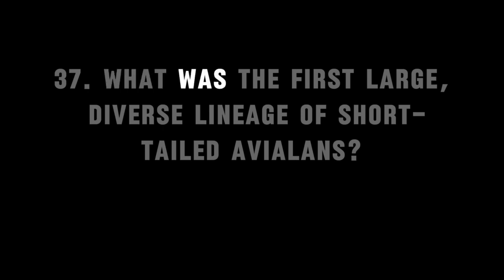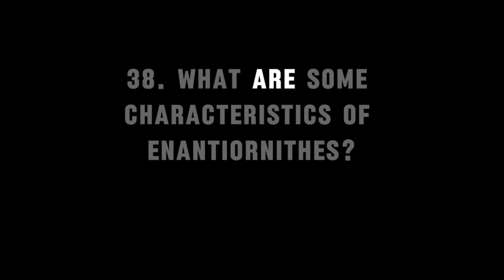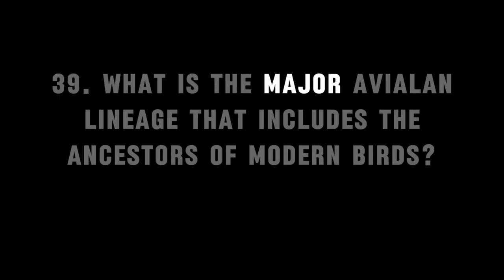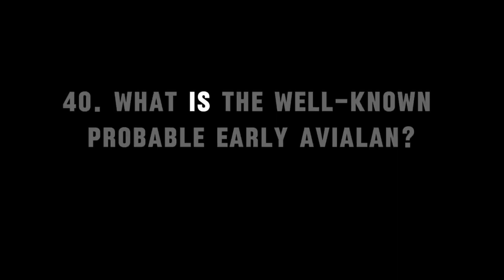37. What was the first large, diverse lineage of short-tailed avialans? Enantiornithes. 38. What are some characteristics of Enantiornithes? They had a wide array of ecological niches, from sand-probing shorebirds to tree-dwelling forms. 39. What is the major avian lineage that includes the ancestors of modern birds? Euornithes.